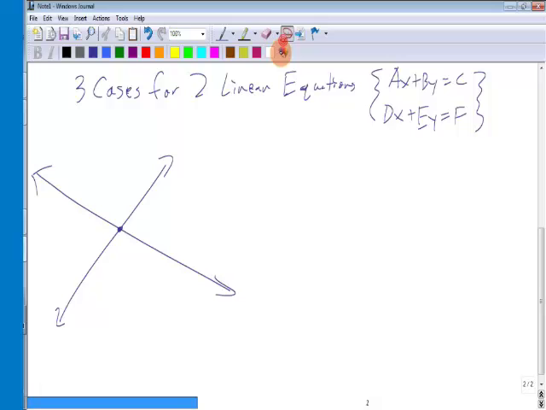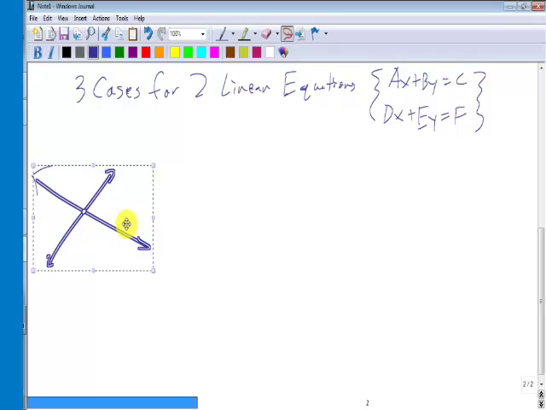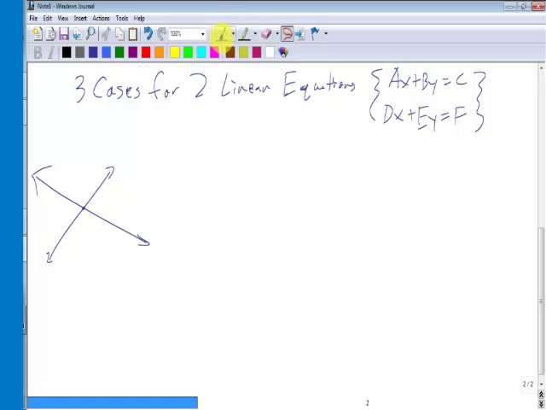That's case one. Case one, we call this a consistent system. That means it has at least one solution. If it had no solutions at all, and that's the next case, we would call it an inconsistent system. But it's a consistent system, no contradiction here. It has at least one solution. But there'll be another type of consistent system that we want to distinguish this from.